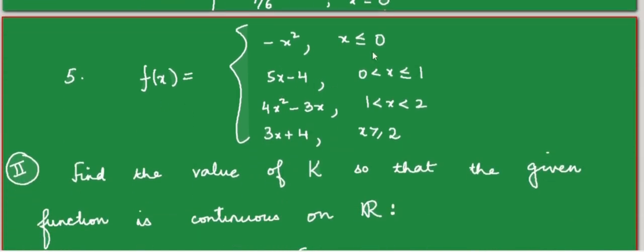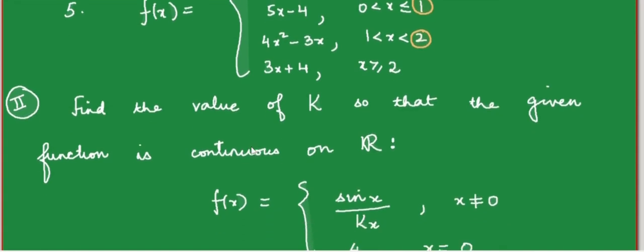Again, there's one problem which is a branched function, so you will test continuity at 0, you will test continuity at 1, you will test continuity at 2. For rest of the points, there's no problem because they are all continuous individually in branches, so you just need to check continuity at the breakpoints.